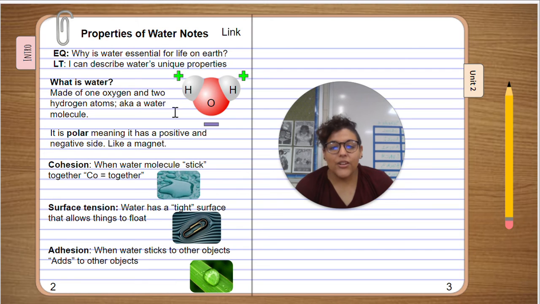So now that we have our key vocab, we are going to talk more about how these properties allow us and all living things to exist on Earth. So remember to number this page 2, title it Properties of Water Notes. And if you ever need to rewatch the video, the link to this video will be up here in your digital notebook that you all have a copy to on Schoology.